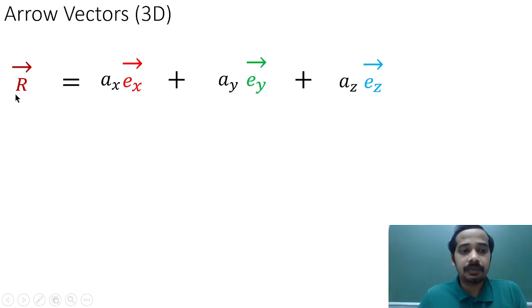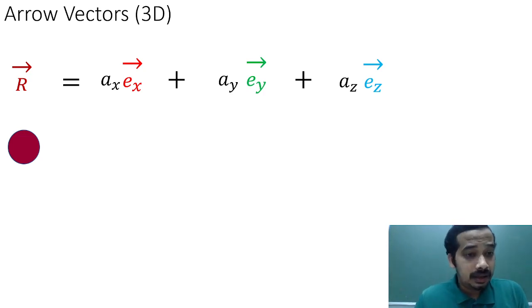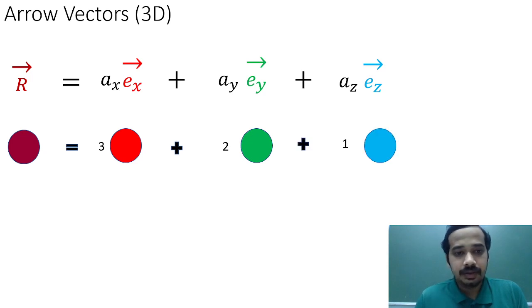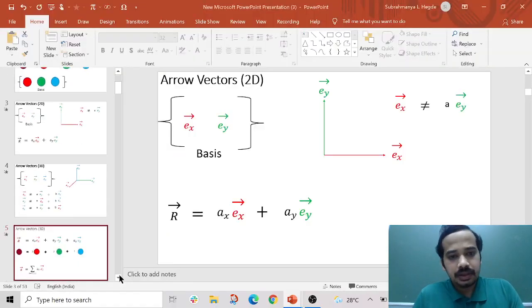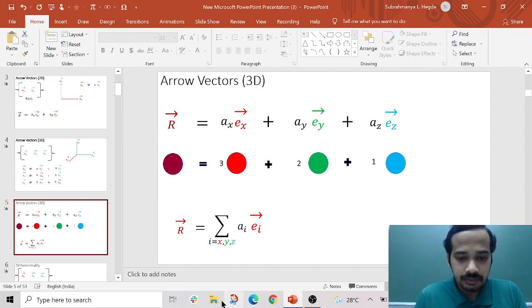Any other vector in three dimensions can be generated using a linear combination of these three vectors, where ax, ay, az are scalars. This concept is very similar to getting any color by combining RGB: red, green, and blue. We are going to write this in a symbolic summation form: R is equal to the summation over i equal to x, y, z of ai times ei vector, where i goes with x, y, and z.